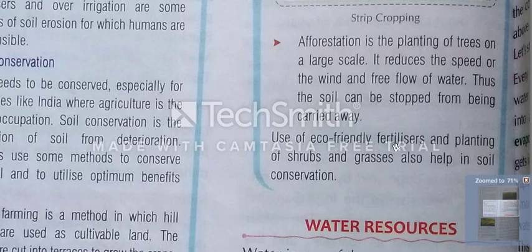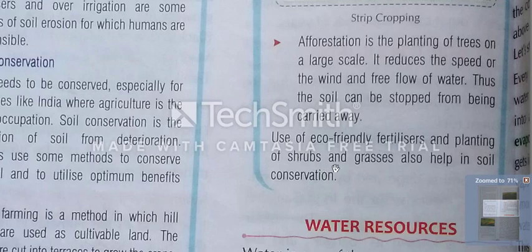Use of eco-friendly fertilizers and planting of shrubs and grasses also help in soil conservation. If farmers or people use eco-friendly fertilizers and plant shrubs. What does shrubs mean? Shrubs means jhadiyan, bush. You can write here it's known as bush. Grasses are also helpful to control soil loss.